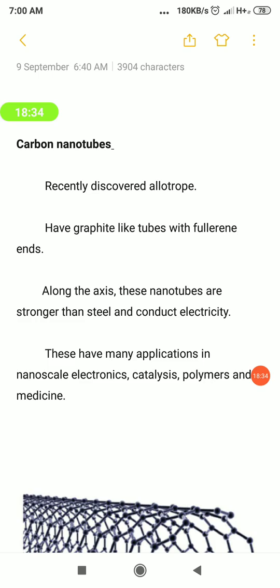Okay, then finally the allotrope we are going to discuss is carbon nanotube. It is also a recently discovered allotrope. It has graphite like tubes with fullerene ends. The tube will be like graphite, and how will the end be? It will be like a fullerene end. Okay, along the axis the nanotubes are stronger than steel and conduct electricity. It is stronger than steel, and in the same way it is able to conduct electricity. And the applications of carbon nanotubes are, it's mainly used in nanoscale electronics, catalysis, polymers and medicine. Okay, so this carbon nanotube is over.